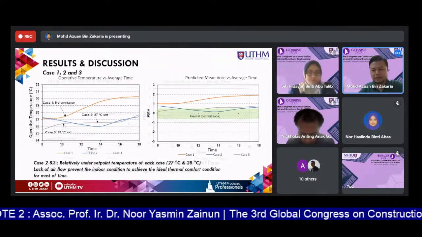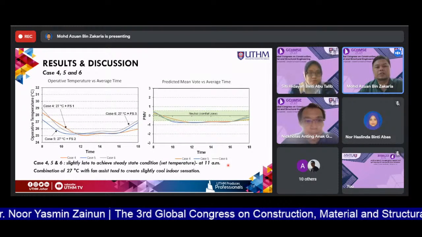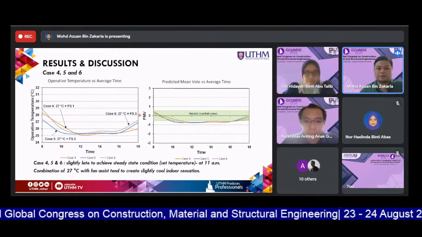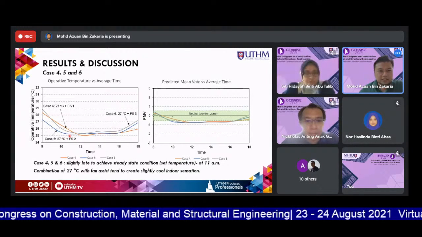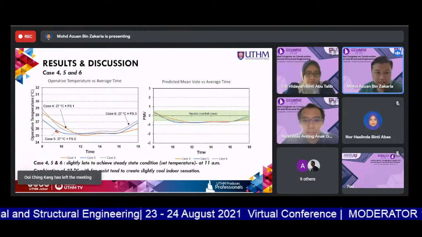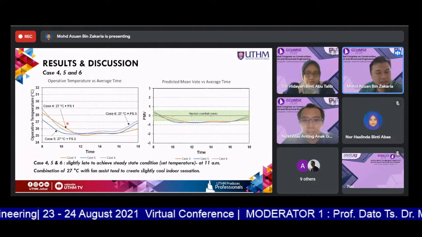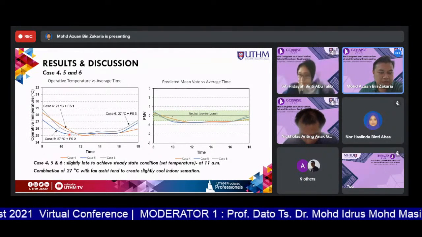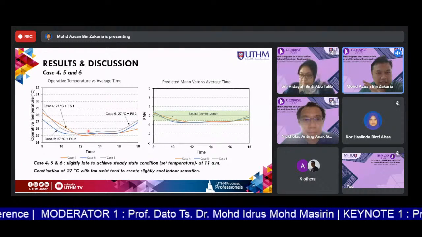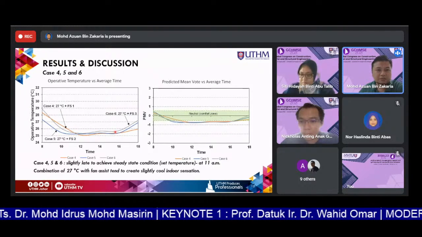working hours. Okay, next we look at cases 4, 5, and 6, where we set 27 degrees Celsius with fan speed 1, fan speed 2, and fan speed 3. Similarly to before, when we set 27 degrees Celsius, it starts to reach steady state conditions late, around 11. But when we introduce the fan, it can maintain a relatively low indoor temperature until 4:30 p.m. for all cases.